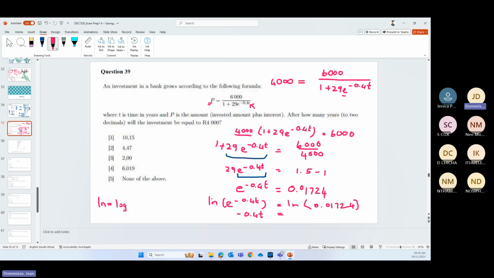So 0.01724, and the log of that is minus 4.0605. So to isolate t, I need to divide by minus 0.4. And then my answer will be 10.15.